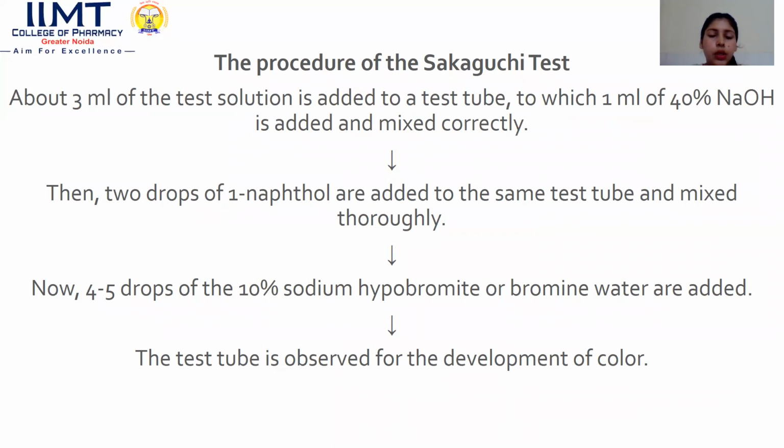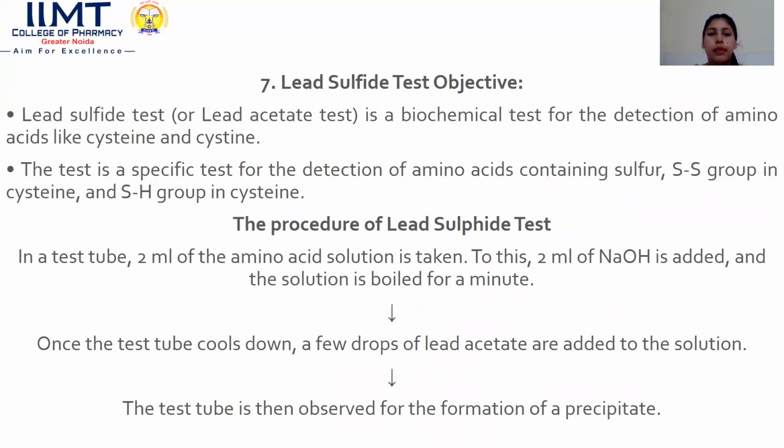About 3 ml of test solution is added to a test tube, to which 1 ml of 40% NaOH is added and mixed correctly. Then 2 drops of naphthol are added to the same test tube and mixed thoroughly. Now 4-5 drops of 10% sodium hypochlorite or bromine water are added. The test tube is observed for the development of color.